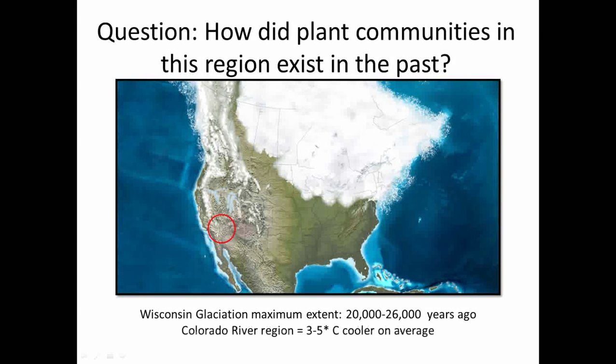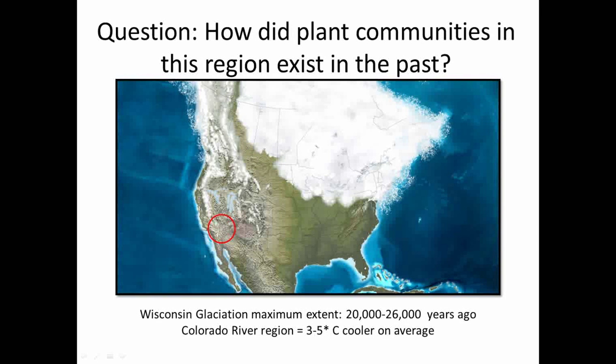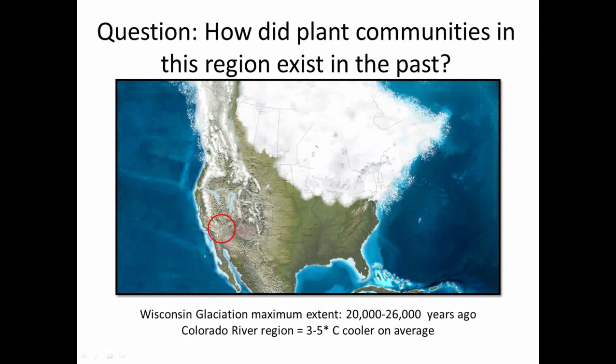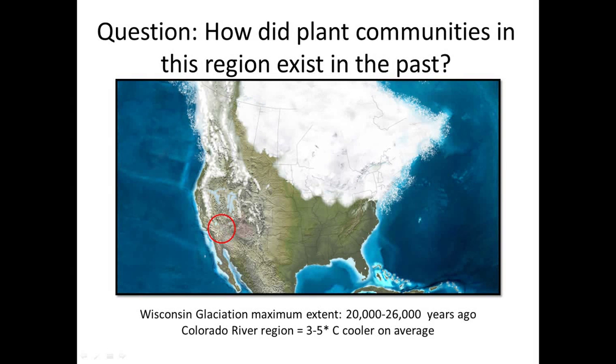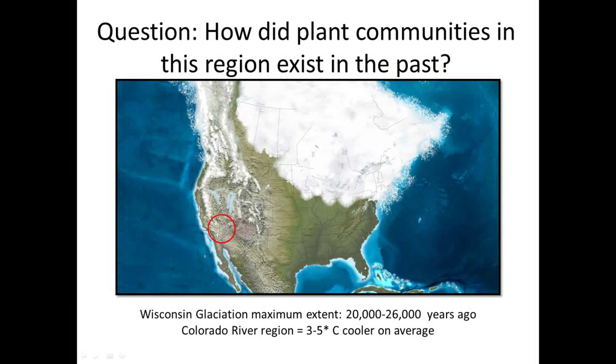However, the region that we're interested in is down here, and this was not covered in glacier, but it was a lot cooler. So it's thought that this region was about 3 to 5 degrees centigrade cooler on average. And so this would be as if the average temperature for this area was 80 degrees Fahrenheit annually, then the average dropped down to 70 degrees Fahrenheit for this particular region.